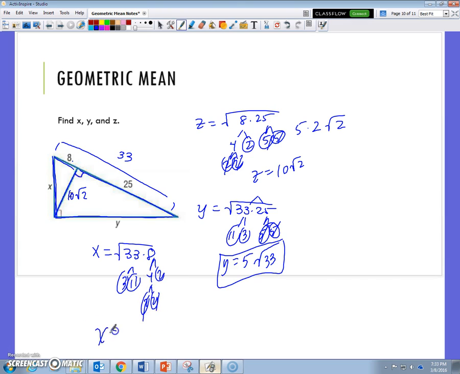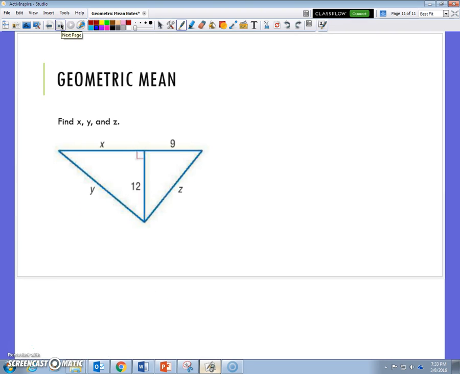X in this case would equal 2 root 33 times 2, which is 66. Okay? So we're using the altitude theorem and the leg theorem. And finally, another similar figure here. So this time, we have an unknown right there. So we may have to actually set up the proportions instead of just using the geometric mean.